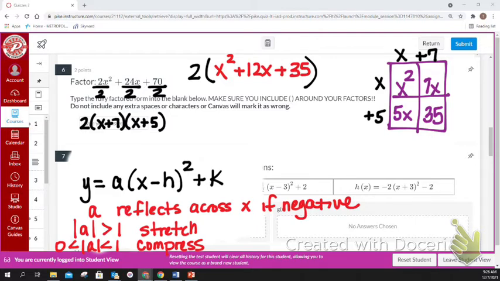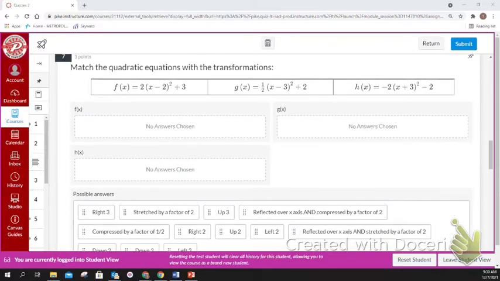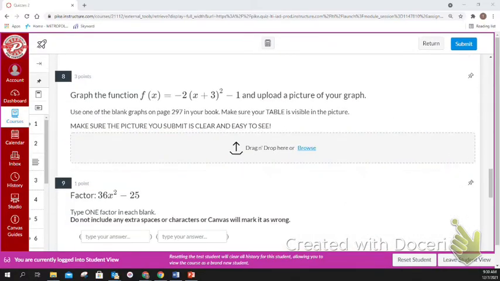H is going to move it left and right. But this is always opposite, so you have to remember if it says a negative 3, the H is positive 3. And K moves it up and down. So you can go ahead and look at number 7 and match the transformations. I'm going to come back to number 8.